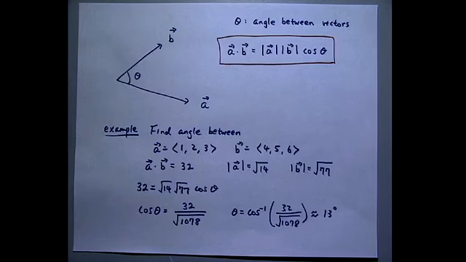So that means if you take the dot product of two vectors and get 0, then what that tells you is that the vectors A and B are perpendicular to each other.